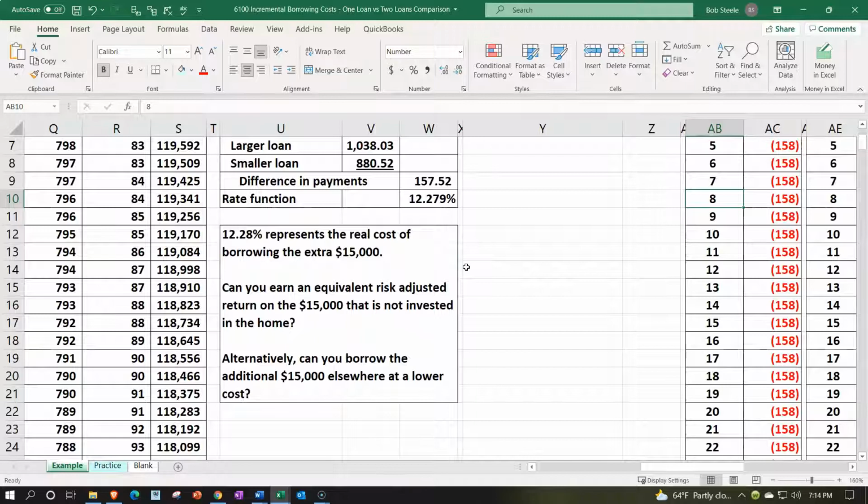One question is whether you can earn an equivalent risk-adjusted return on the $15,000 that is not invested in the home. Or alternatively, can you borrow the additional $15,000 elsewhere at a lower cost? That's what we're going to consider this time, that second option.